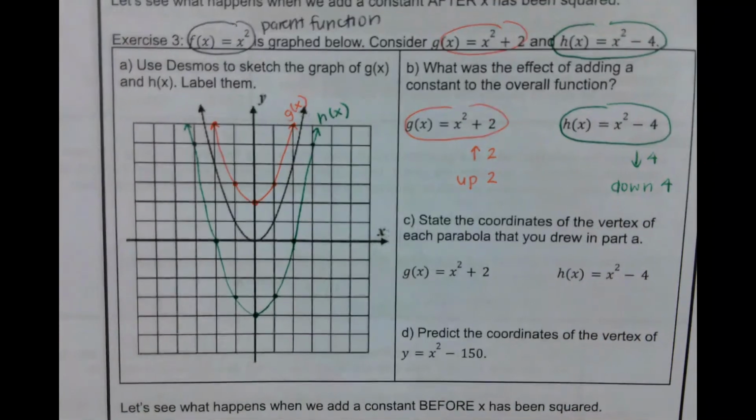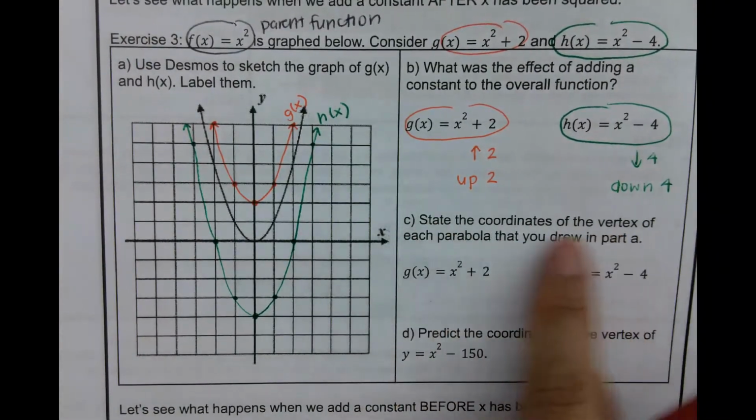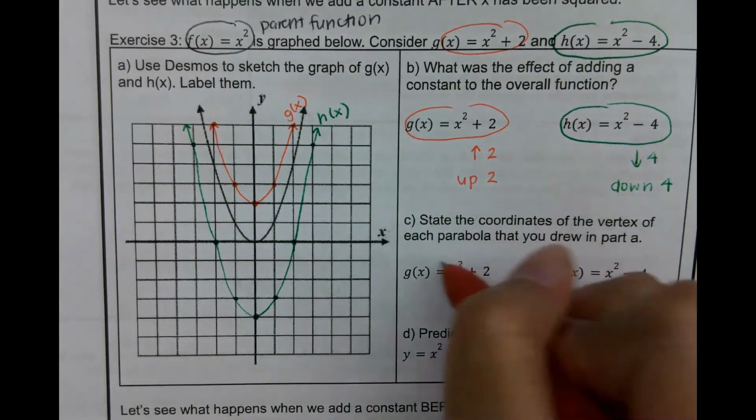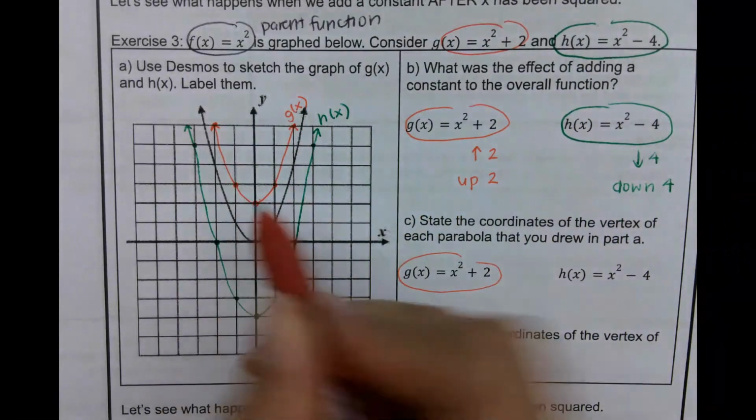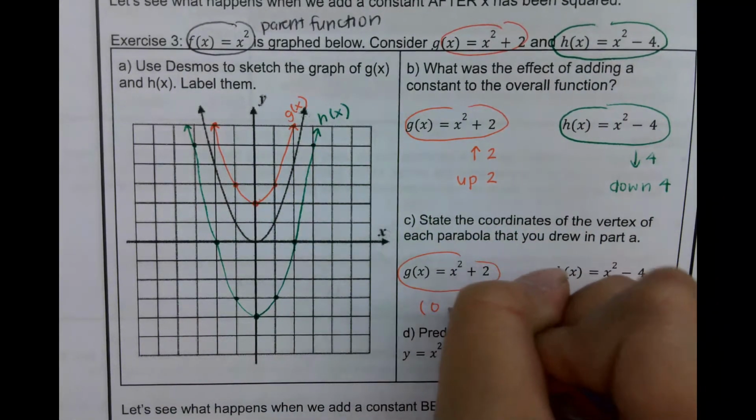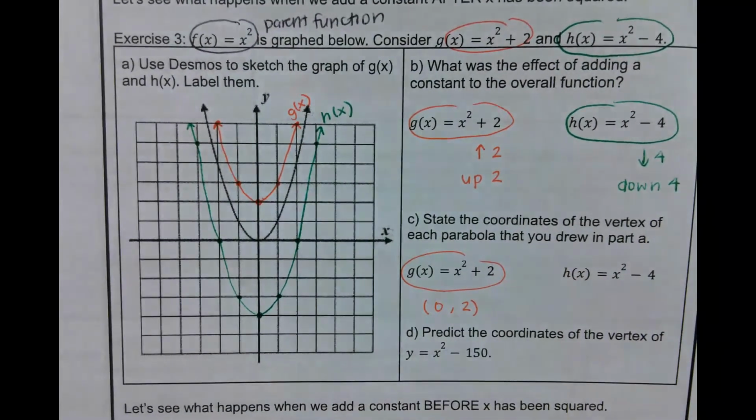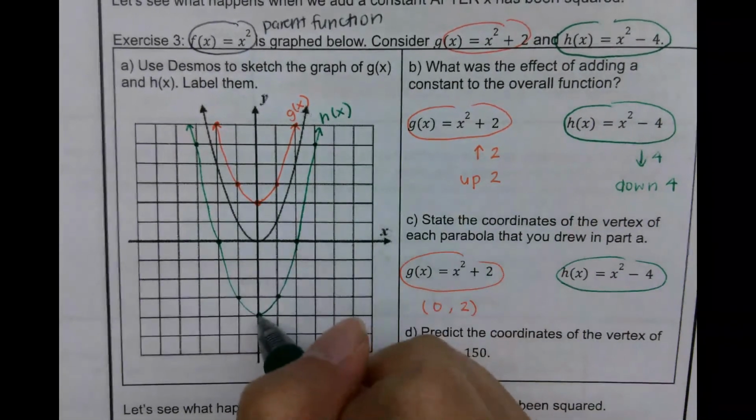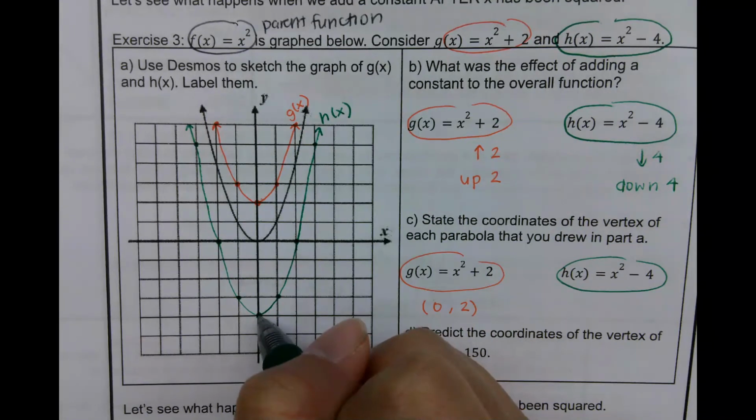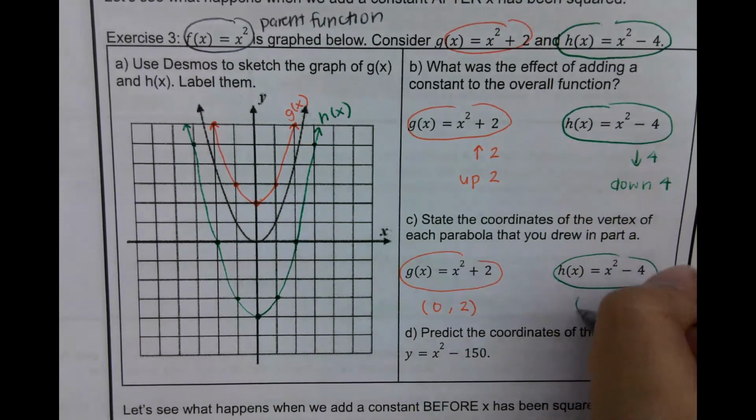Right. Then it said to state the coordinates of the vertex of each parabola. So g of x equals x squared plus 2. The vertex here is at 0, 2. Okay. For h of x equals x squared minus 4, the vertex is right here at 0, negative 4.